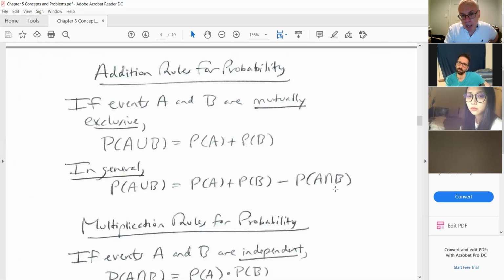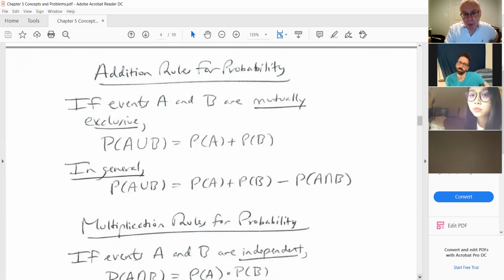And this is the event that A and B occur together. A intersect B or A and B. So we add the two probabilities and then subtract the double counting. And this is the general law of addition in probability. And we use the word or.